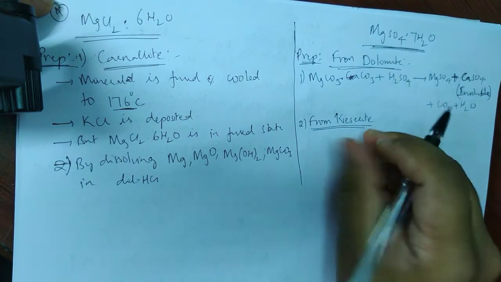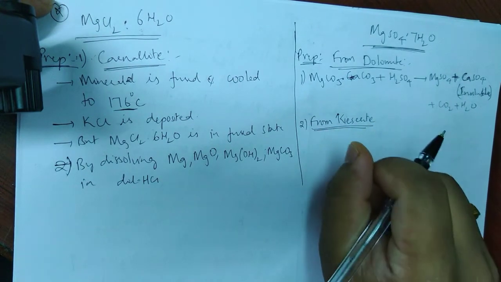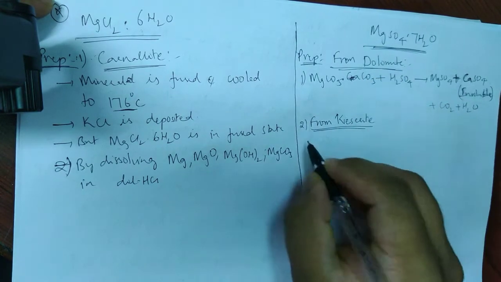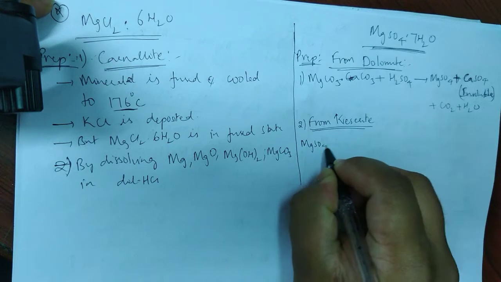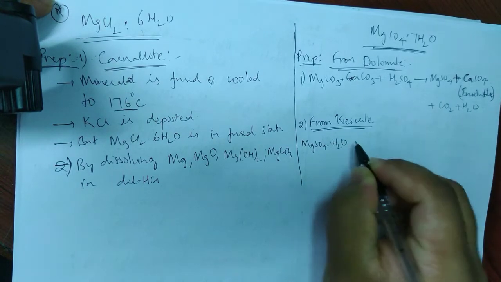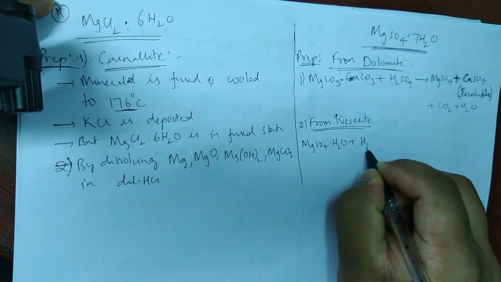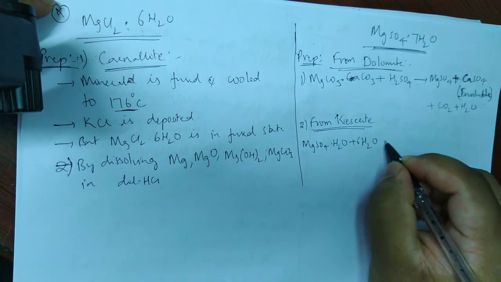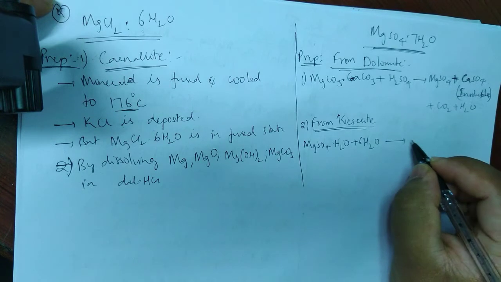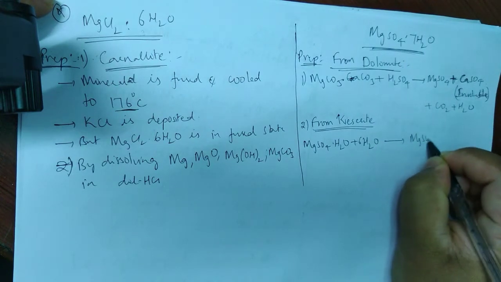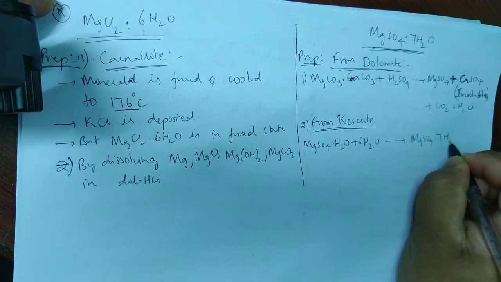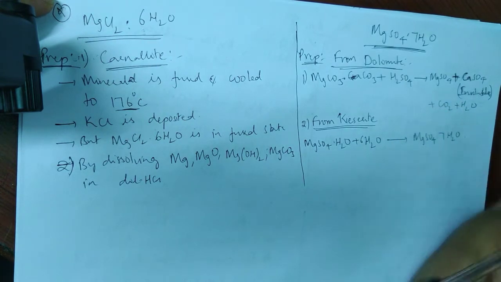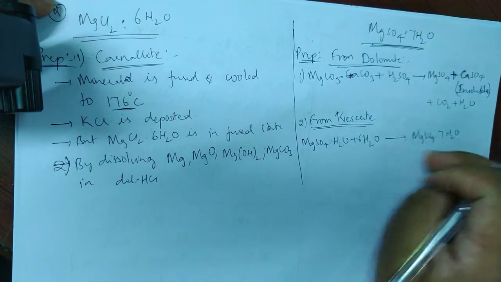Okay, what you do is you just dissolve the kieserite in water. You remember the formula of kieserite? It is monohydrated magnesium sulfate, MgSO4·1H2O. Just treat it with water. In fact, 6 moles of water will automatically be taken up and form MgSO4·7H2O. Now this is generally in solution form.